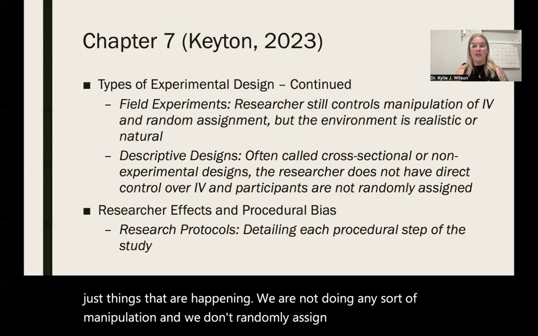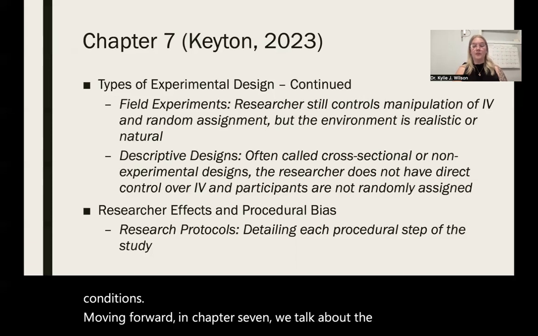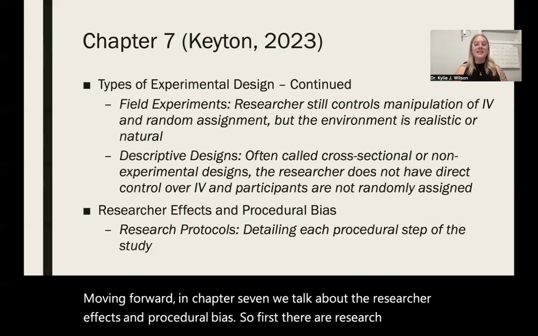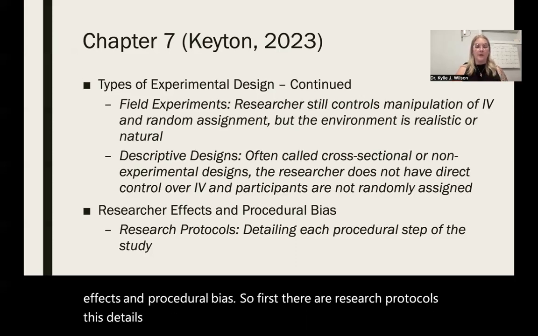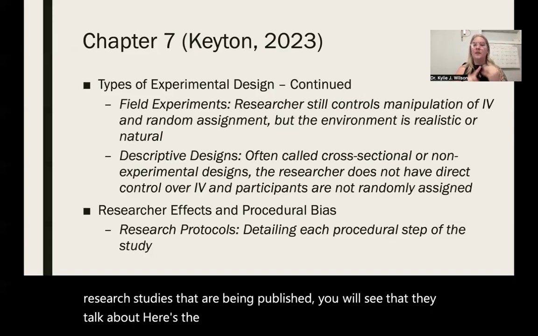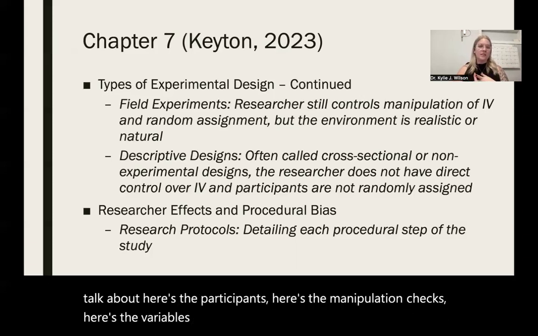participants to their conditions. Moving forward in Chapter 7, we talk about the researcher effects and procedural bias. So first, there are research protocols. This details every procedural step of the study. When you see research studies that are being published, you will see that they talk about here's the participants, here's the manipulation checks, here's the variables we use, here's the alphas for all of those.